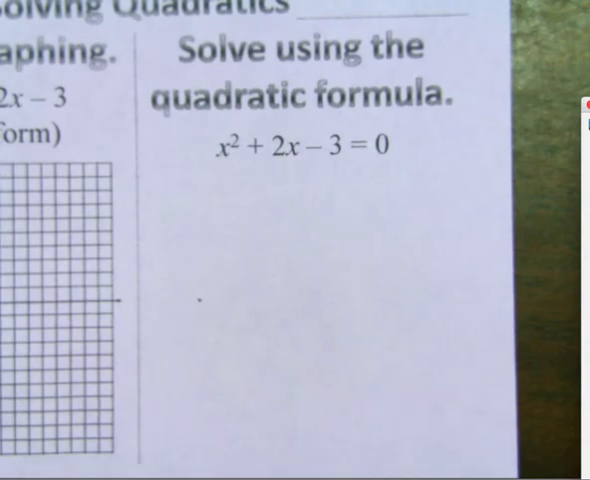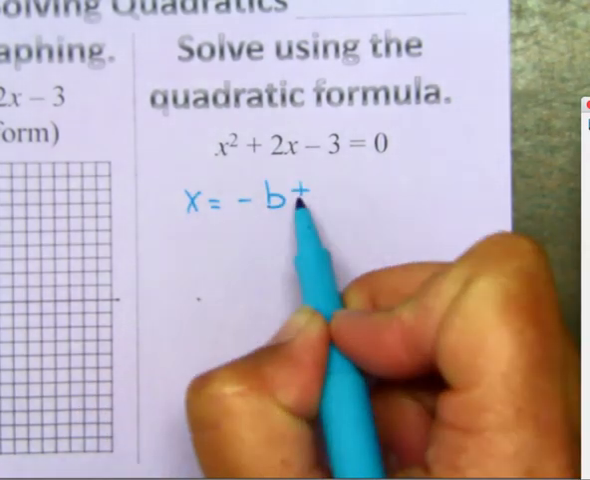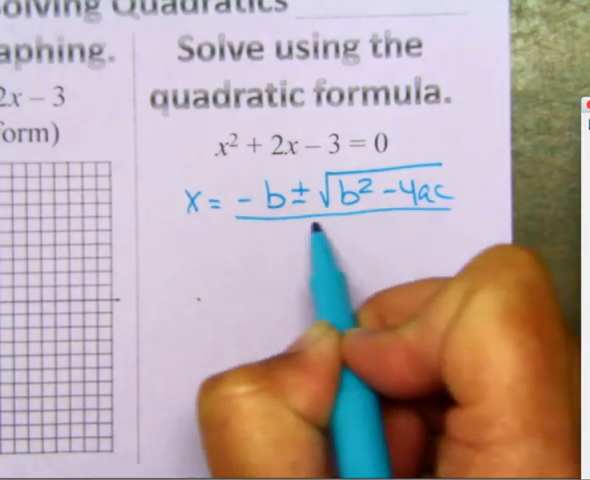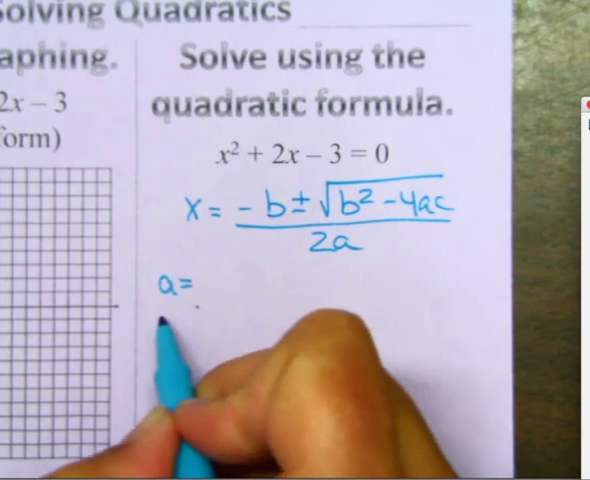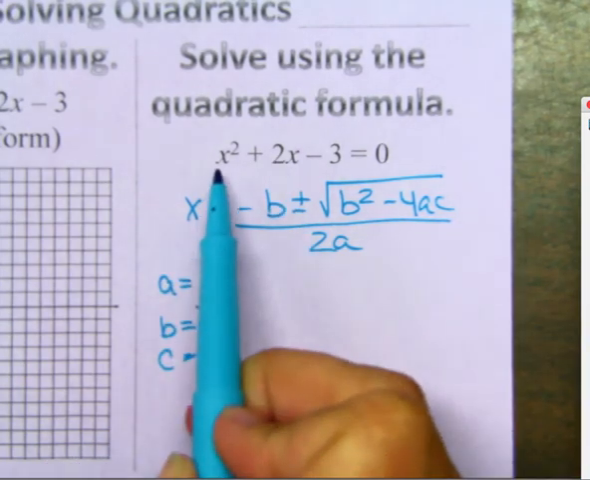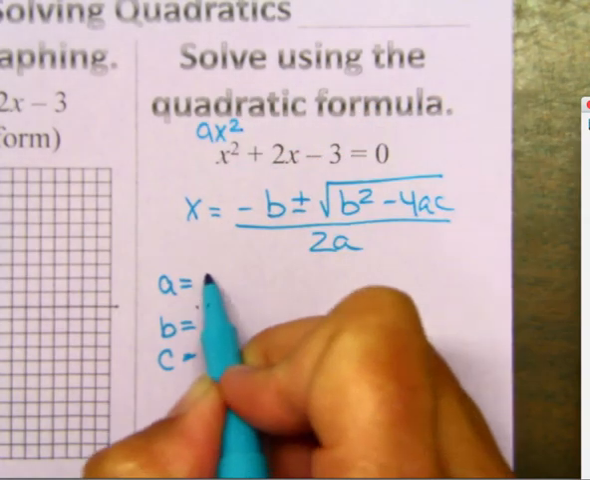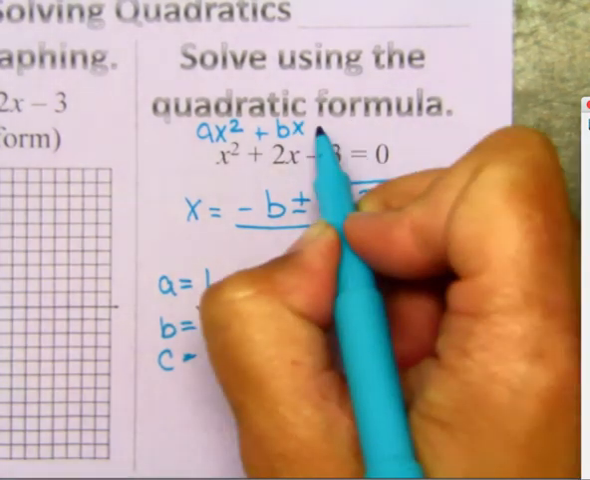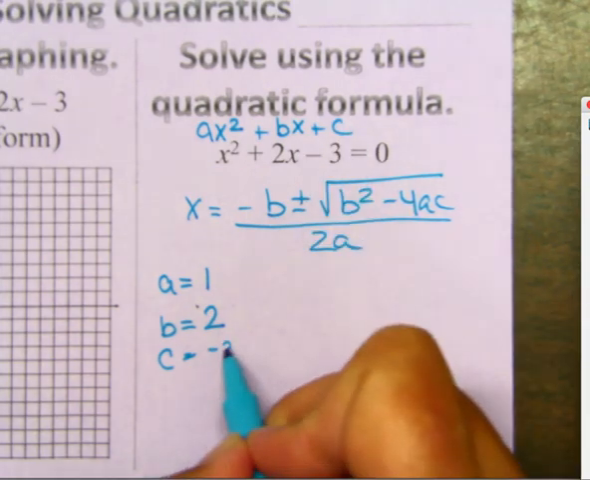All right, so the quadratic formula, if we remember back to algebra, we have x equals negative b plus or minus the square root of b squared minus 4ac all over 2a. And I think there's probably a song that goes along with that. So with this one, we have to make sure we know what our a, b, and c values are. So a is always going to be the number in front of the x squared. So in this case, it's a 1. B is always the number in front of the x. So in this case, a 2. And c is always the constant term, or the number off here by itself. So in this case, it's a negative 3.